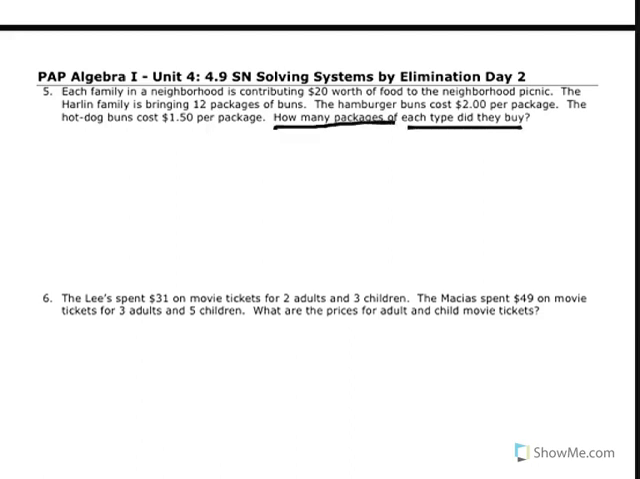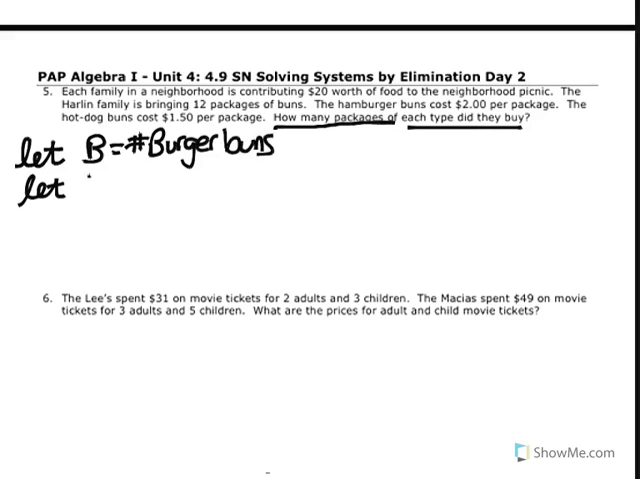So this is what we're looking for. So that's going to be where we derive our let statement. So this one's a little hard because they're both buns, beginning with B's. Hot dogs, hamburgers, both begin with H. So I'm going to say let B equal the number of burger buns. And I'm going to let H equal the number of hot dog buns.